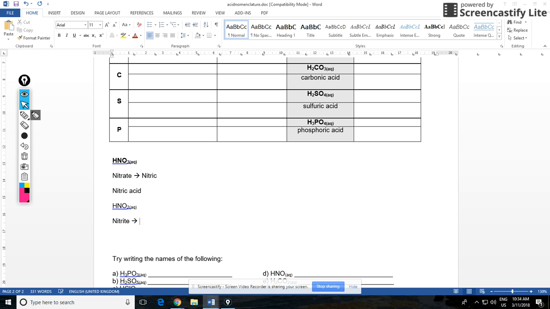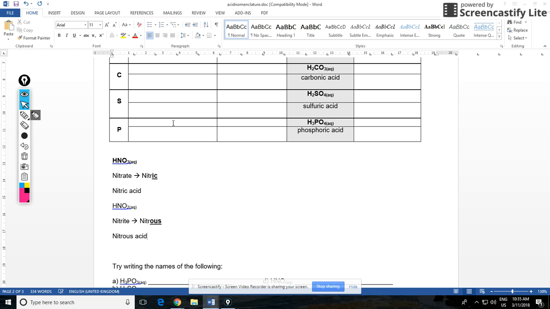When you have a polyatomic ion in your acid ending in -ite, you don't change the ending to -ic, you change the ending to -ous. So when it was -ate, we changed the ending to -ic. When it was -ite, we changed the ending to -ous. And then what you do is you add the word acid at the end. So that is nitrous acid.